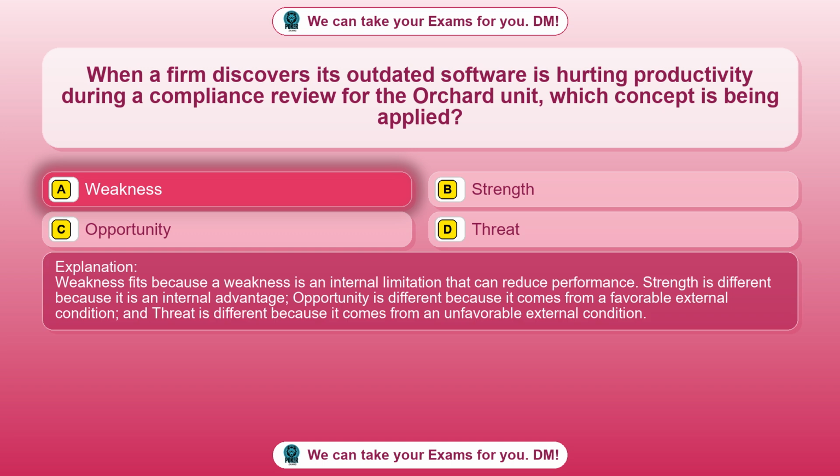Weakness fits because a weakness is an internal limitation that can reduce performance. Strength is different because it is an internal advantage, opportunity is different because it comes from a favorable external condition, and threat is different because it comes from an unfavorable external condition.